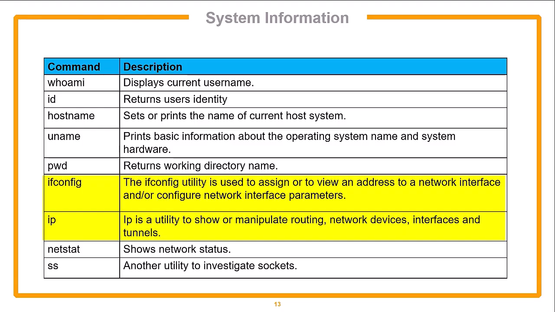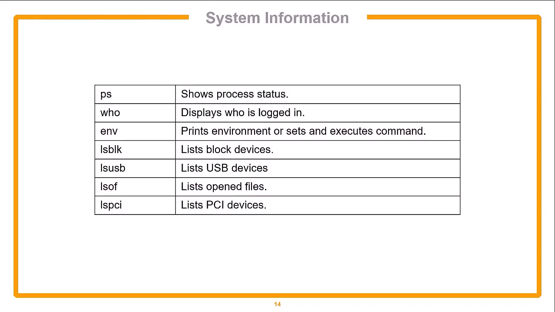For networking, ifconfig and ip show your network interfaces and IP addresses. netstat shows network status, and ss is used to investigate sockets. Continuing with system information. ps shows the process status, meaning you can see what apps are currently running. who displays who else is logged into the machine. env prints your environment variables.